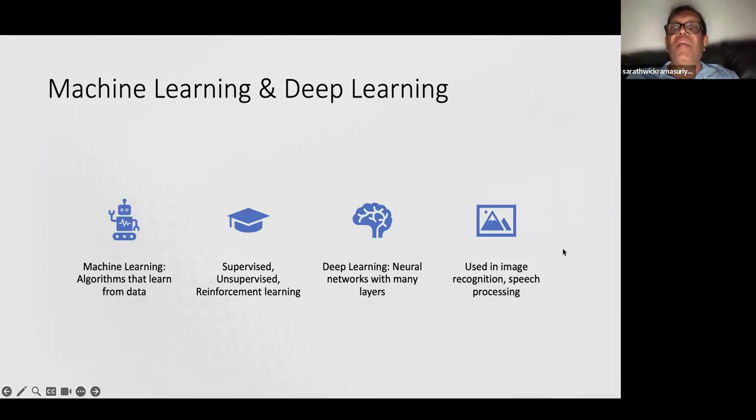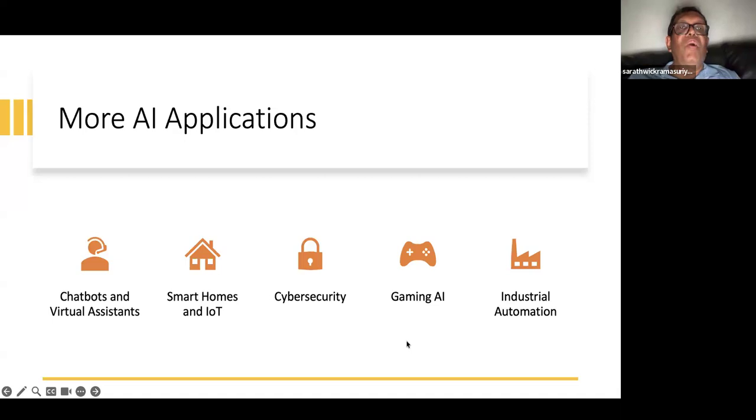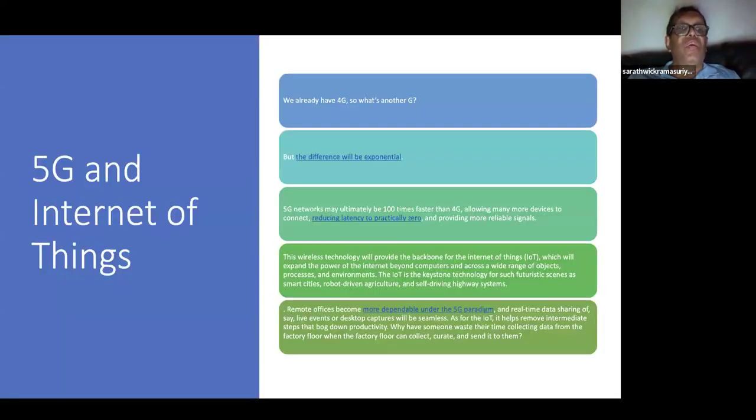Now actually in machine learning you can have many things to understand about this: algorithms, supervised and unsupervised learning, deep learning, neural networks used in many image recognition researches. So I don't want to explain these things now. More AI applications include chatbots and virtual assistants, smart homes and IT, cyber security, gaming AI, and industrial automation. Right. Now, 5G and Internet of Things, how are they related?